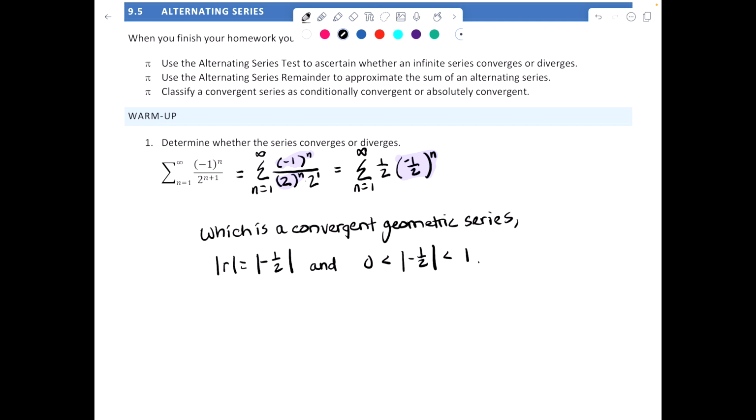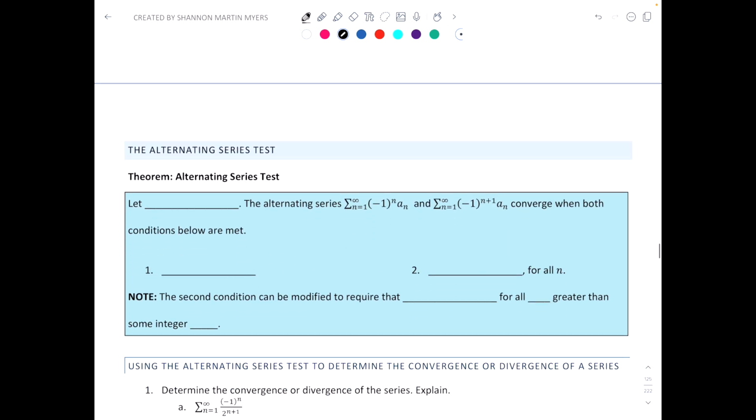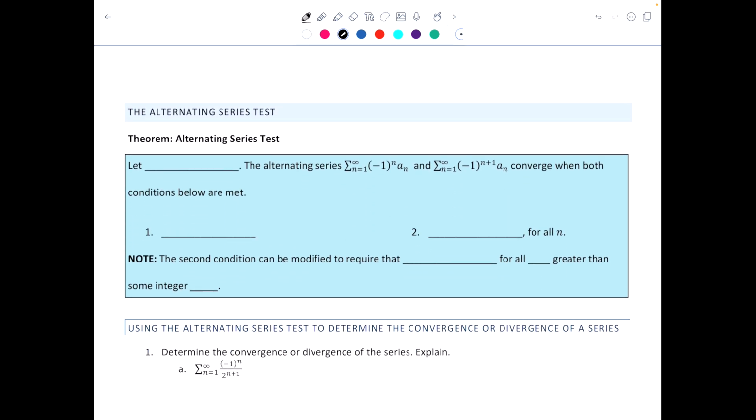So, no comparison, no nothing, just a straight up geometric series with a little bit of algebra. Groovy? Okay, so here we go. The alternating series test. If we let a sub n be greater than 0, the alternating series summation n equals 1 to infinity of -1 to the n times a sub n, and the summation n equals 1 to infinity of -1 to the n plus 1 times a sub n converge when both conditions below are met.